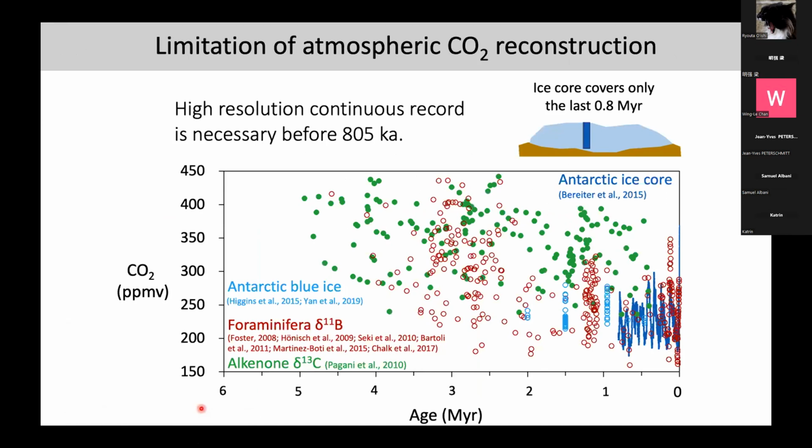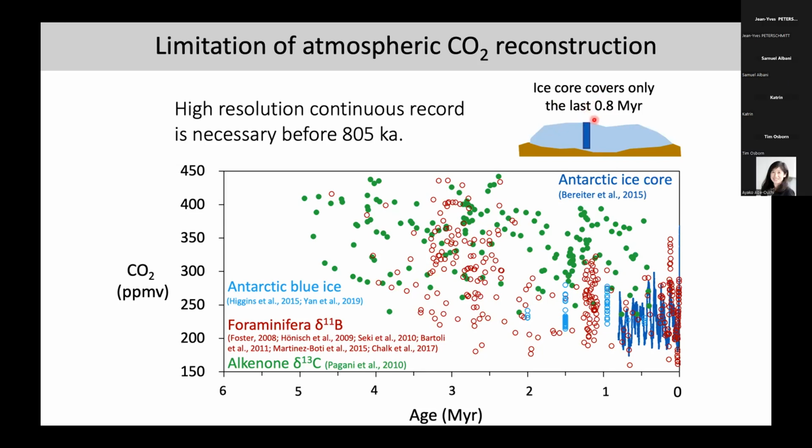As you know, the reconstruction of CO2 concentration is essential to understand the history of Earth's climate. Ice core is a precious archive of CO2 concentration. This spans the last 0.8 million years. You see this zigzag pattern, the blue line, the beautiful ice core CO2 record.